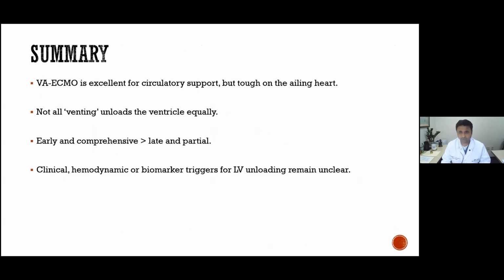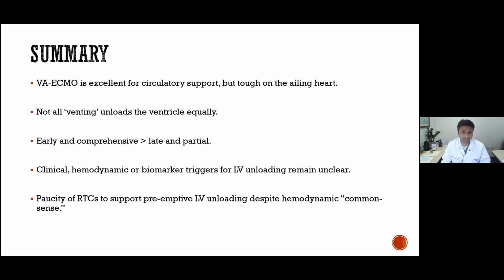Clinical, hemodynamic, or biomarker triggers that should prompt LV venting or LV unloading in those that do not have preemptive LV venting in place remain unclear. And there remains a paucity of randomized controlled trials to support preemptive LV venting, despite the hemodynamic, quote unquote, common sense that it should be efficacious.